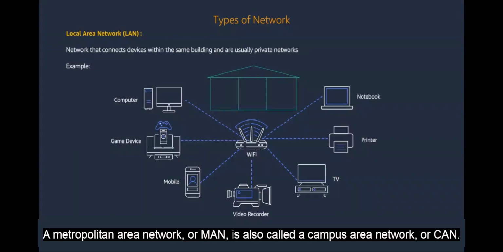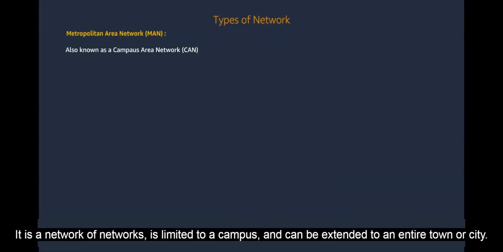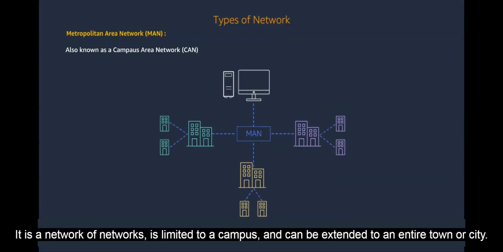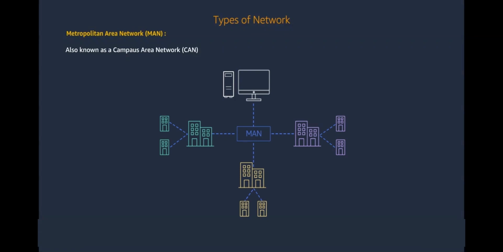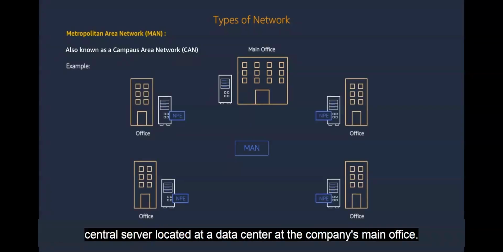A metropolitan area network, or MAN, is also called a campus area network, or CAN. It is a network of networks, is limited to a campus, and can be extended to an entire town or city. For example, a company's branch offices across a city are connected to the company's central server located at a data center at the company's main office.